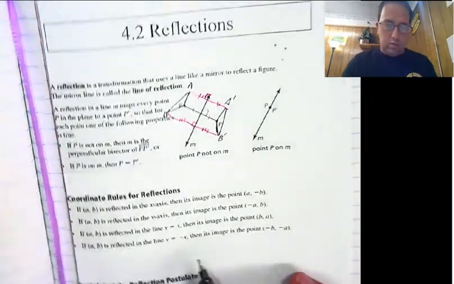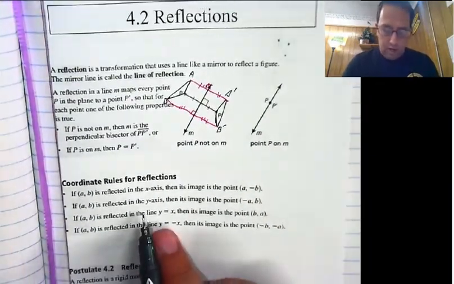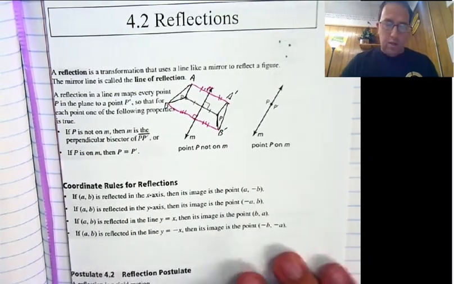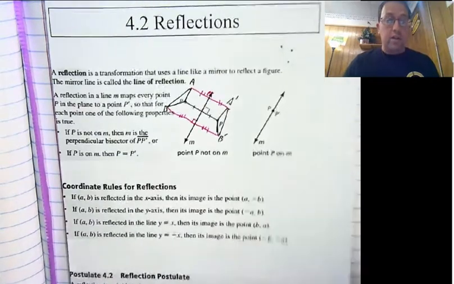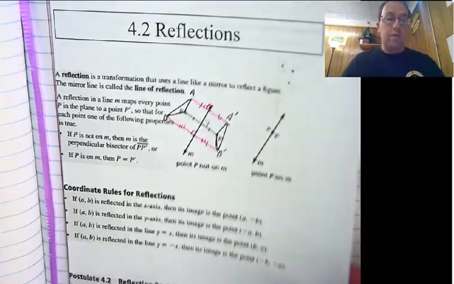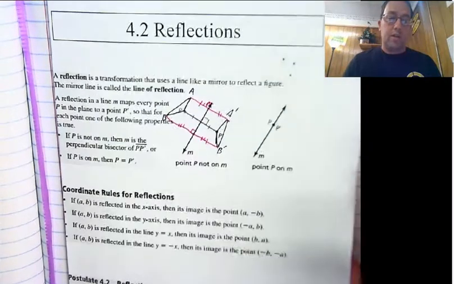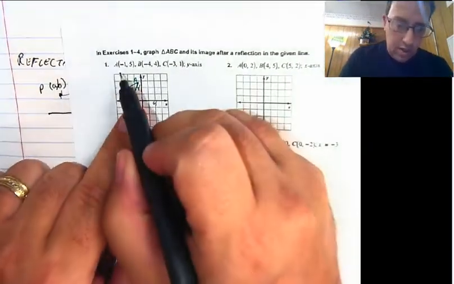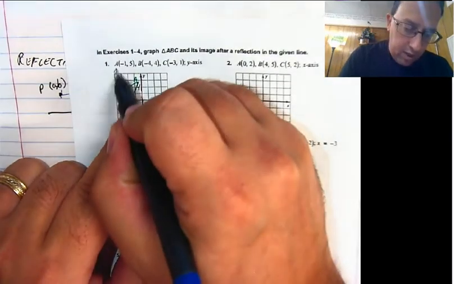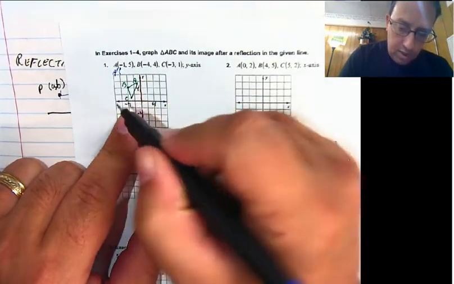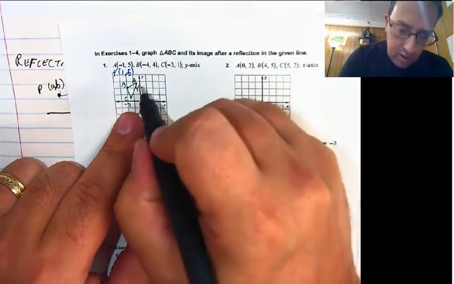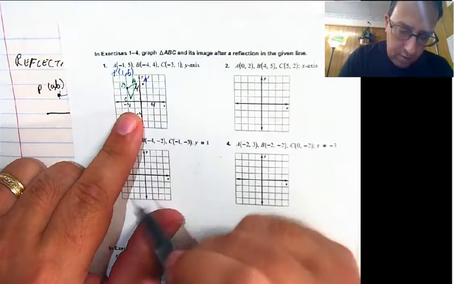Or we could just use our rules here. So we're reflecting over the y-axis, so that just means that point (a, b) becomes point (negative a, b). So we are going to leave the y values as they are, and flip the sign of the x coordinates. So instead of being at negative 1, 5, A prime is going to be at the point 1, 5. Right there, A prime.